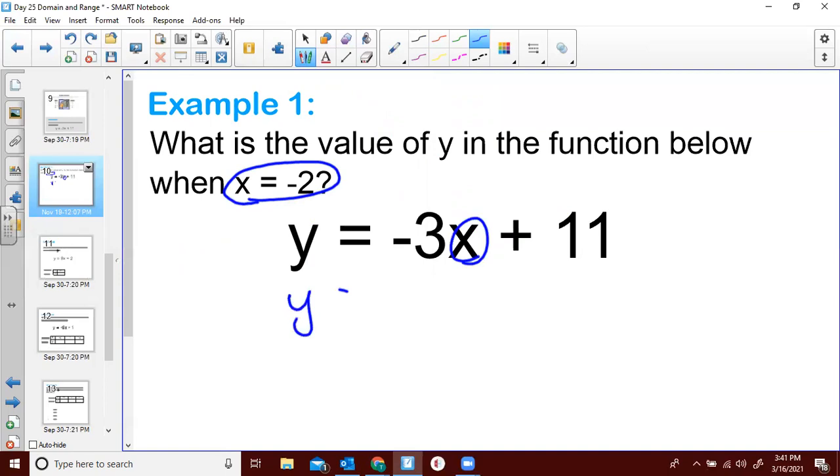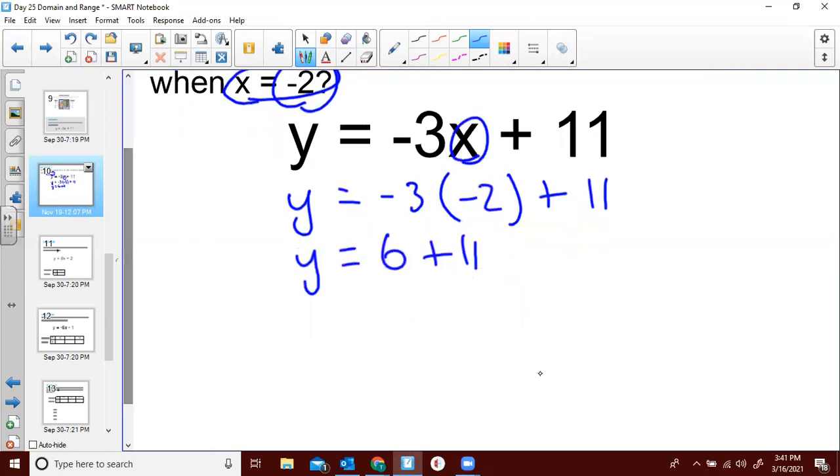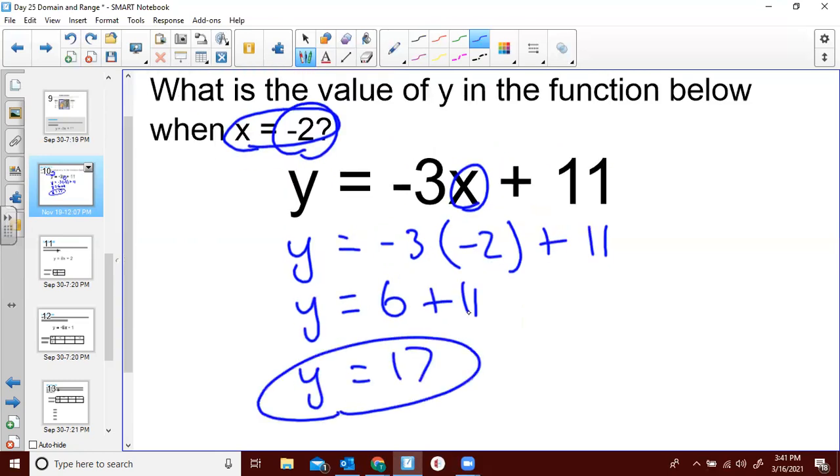So we'll have y equals -3, and I'm going to write these parentheses plus 11. Well, x equals -2, so we put a -2 in for x. So y is going to equal 6 plus 11, right? Because -3 times -2 is 6, and 6 plus 11 is just 17. So what is the value of y in the function below? Y is 17. If it said, what's the range when the domain is -2? Same concept, right? When you think of X, you think of domain. When you think of Y, you think of range.